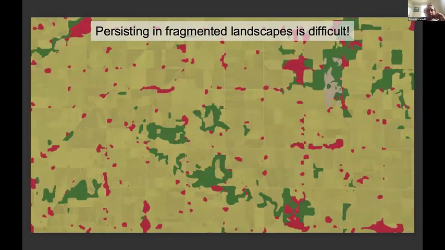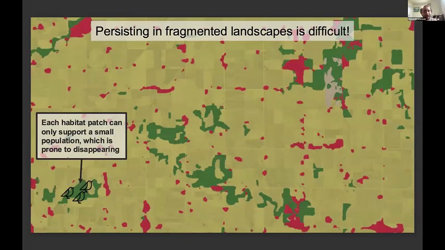So these patches are pretty small. And so if we're thinking about a species that relies on this forest habitat, each of these habitat patches can only support a small population. And these are pretty vulnerable to disappearing, or sometimes it's called extirpation, for a variety of reasons. One example is, maybe you've heard of this concept of inbreeding, where there's mating between close relatives. This can result in some reproductive consequences and lower performance of individuals. And so that's one threat of being this small isolated population.